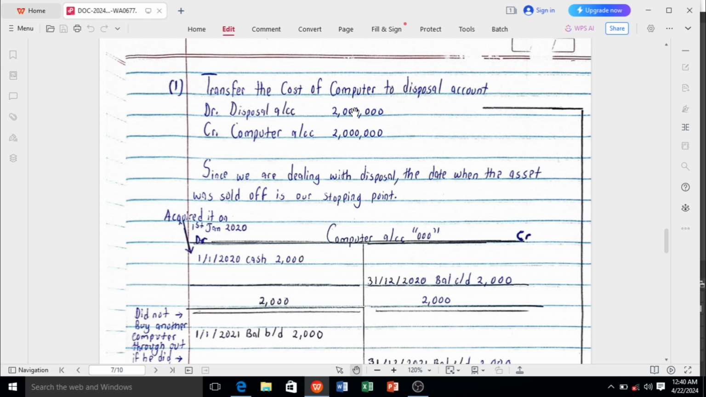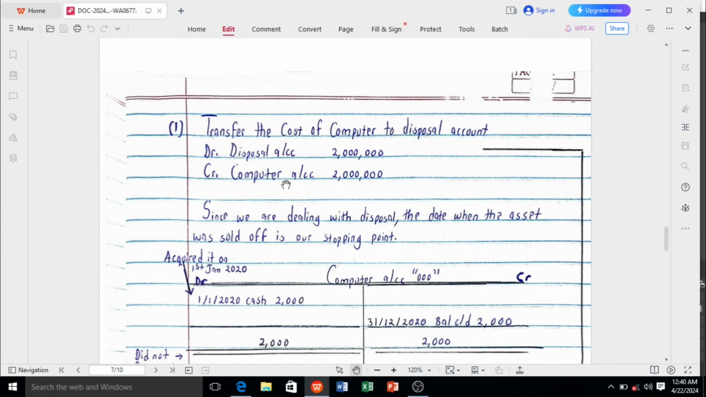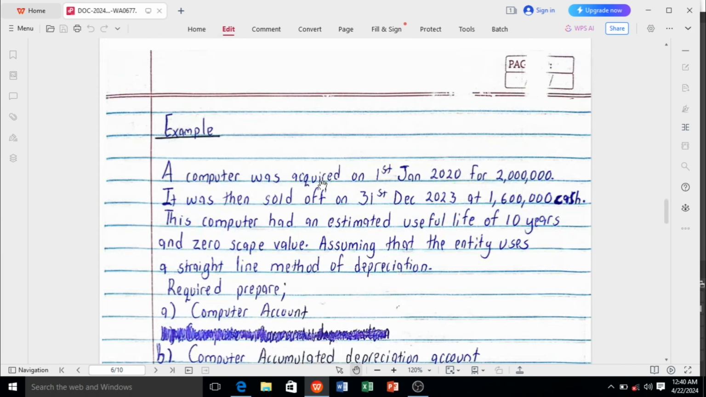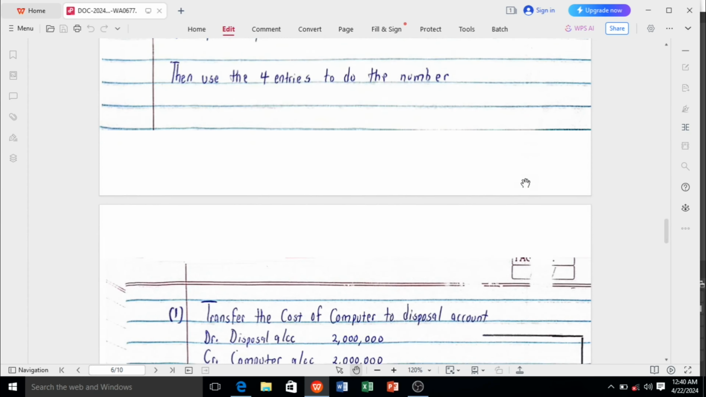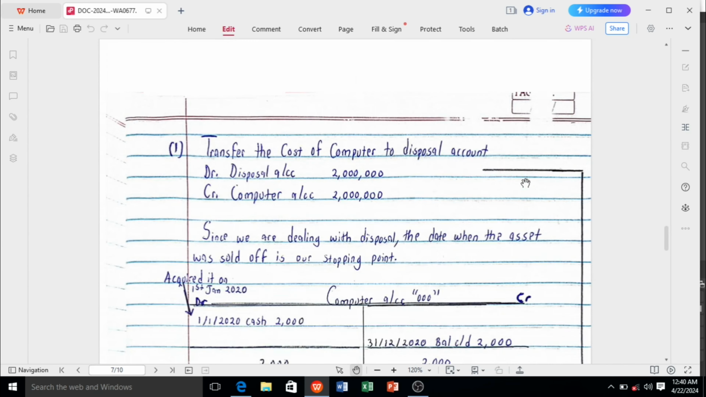Now this 2 million is the original cost of this computer, which is 2 million. So you transfer the cost to the disposal account, and this is what you do. You debit disposal account 2 million and then credit computer account by 2 million. And I told you that assets reduce by crediting, so I'm going to pass it on the credit side because the computer as an asset is reducing.